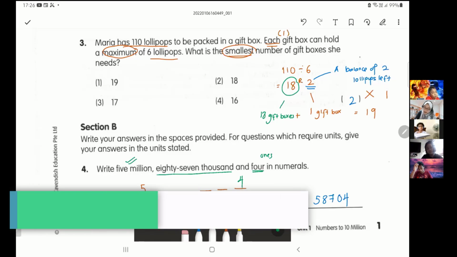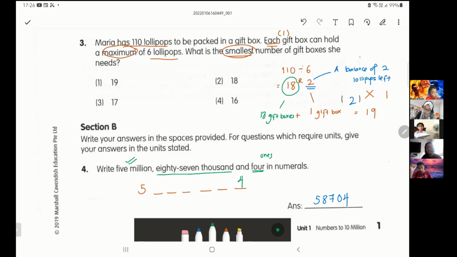87,000 means the thousands place. Ones, tens, hundreds, the thousands place is here. So 7. 87,000, like this. Can you see how I do it? So the answer is 5,087,004. This is 5 million, not 50 or 500,000 anymore.